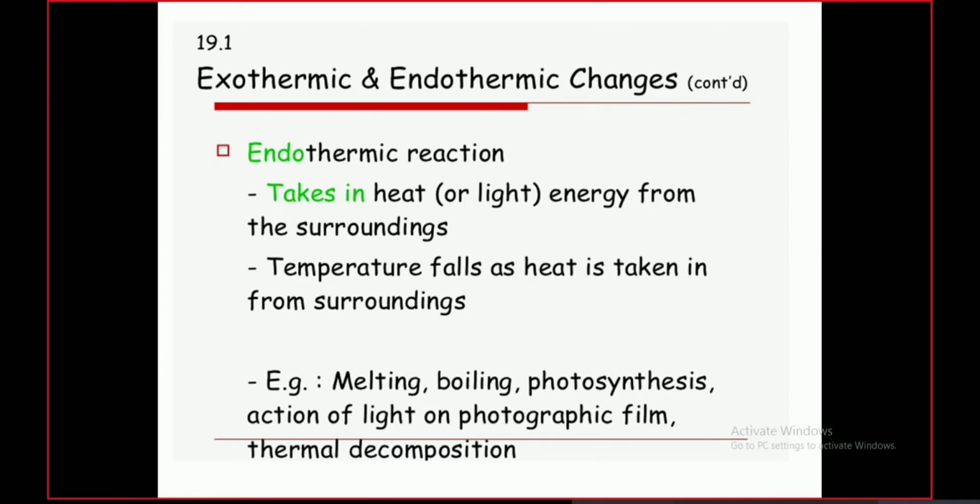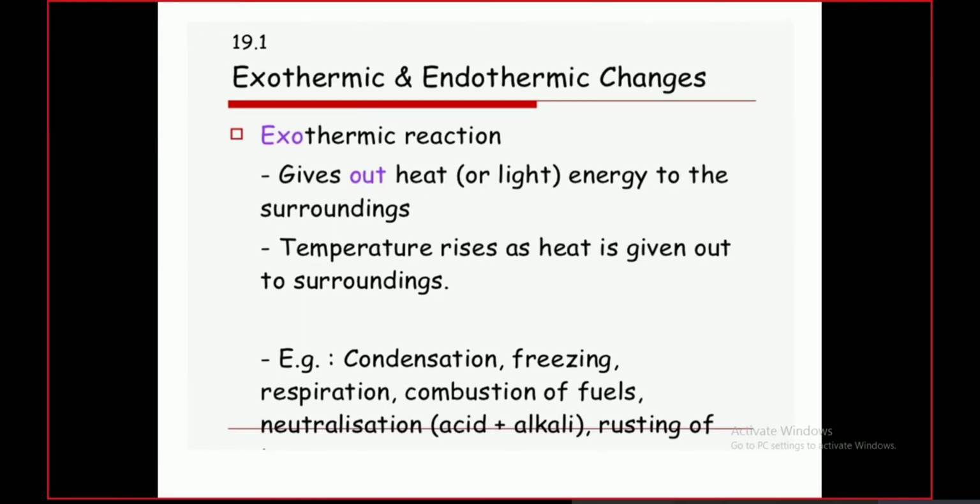The other type of chemical reaction is the exothermic reaction, as therm stands for heat and exo means exit, given out. So any chemical reaction or substance from which heat or light is given out to the surrounding is an exothermic reaction. When the light or heat is given out from the substance, it goes to the surrounding. So what happens?